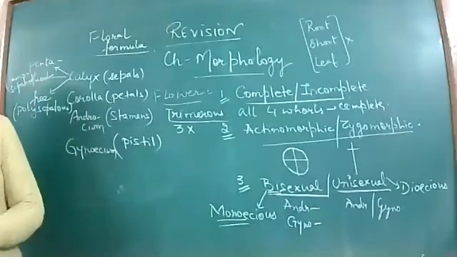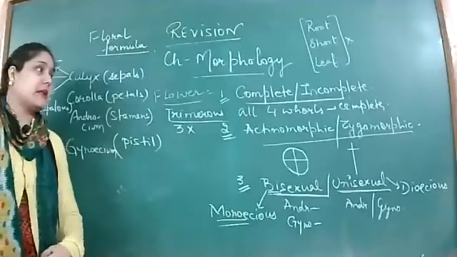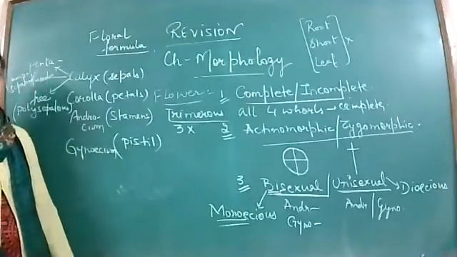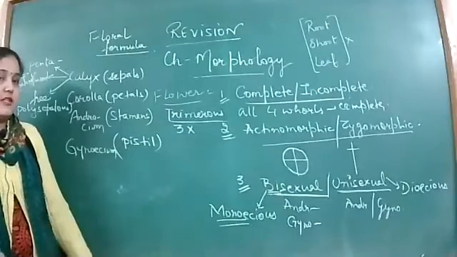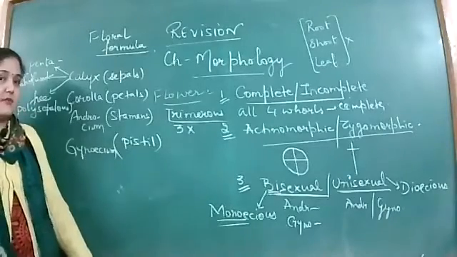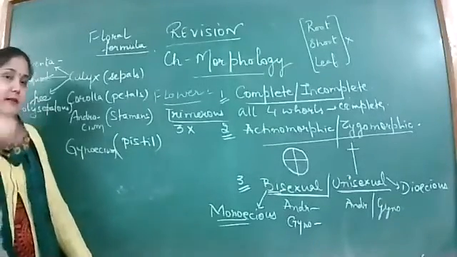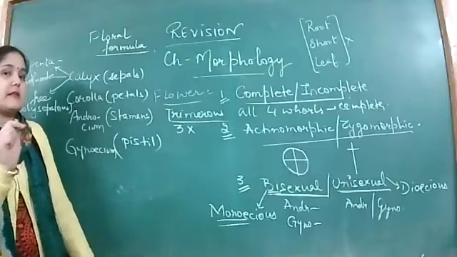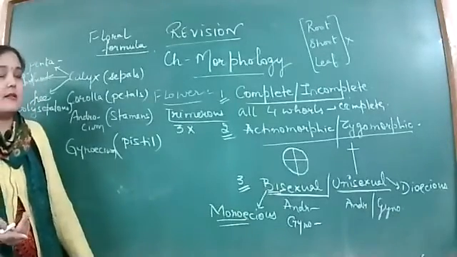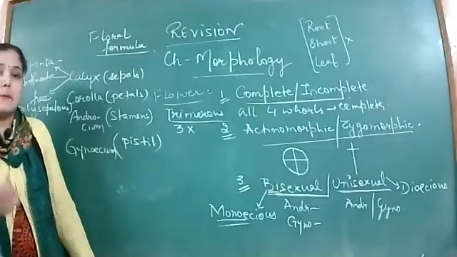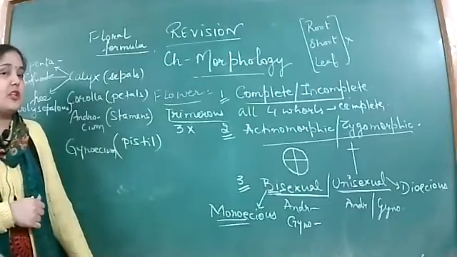For example, in Allium cepa, you have studied the Liliaceae family at the end, so there is Allium cepa, onion. In that there are 6 tepals present. 3 are arranged in one whorl, that is in one circle, and 3 in another circle, representing petals and sepals, but they can't be distinguished because of their color and size. That is why they are called tepals.